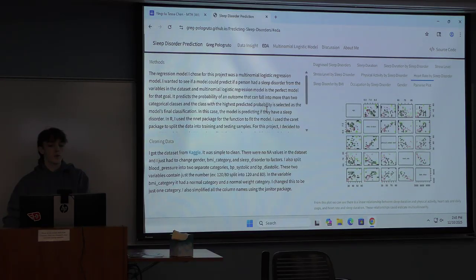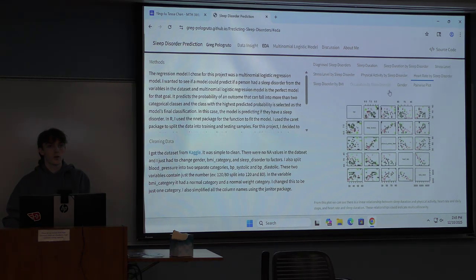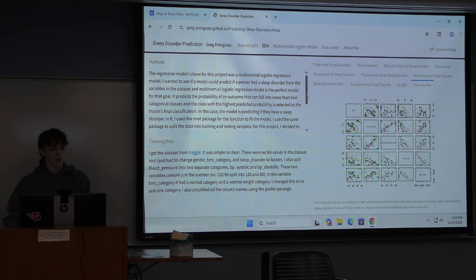So I chose to do a multinomial logistic regression model because sleep disorder has 2 sleeping disorders and the no sleeping disorder. A regular logistic can only determine between 2 categories. This one has 3.